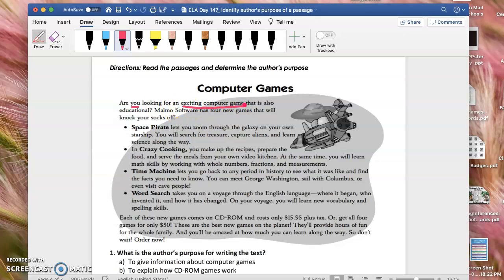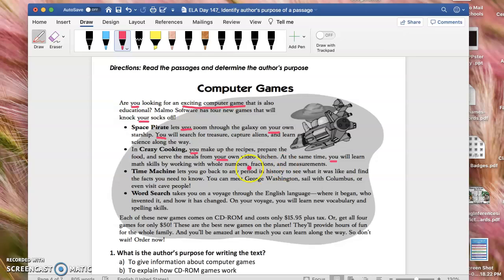I know that this may be a product that they're trying to get me to look at. Mammal Software has 4 new games that will knock your socks off, right? Space Pirates lets you zoom through the galaxy on your own spaceship, right? You constantly saying the word you will search for treasure, capture aliens, and learn science along the way. In Crazy Cooking, you make up the recipes, right? Serve the meals from your own video kitchen. At the same time, you will learn math skills by working with whole numbers, fractions, and measurements. So they're telling us all of the good things that this actual computer software game does.